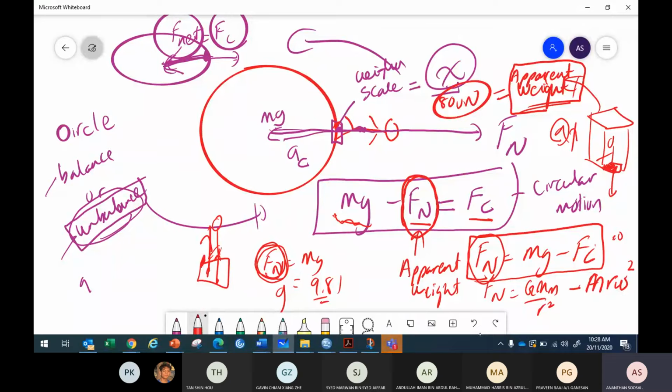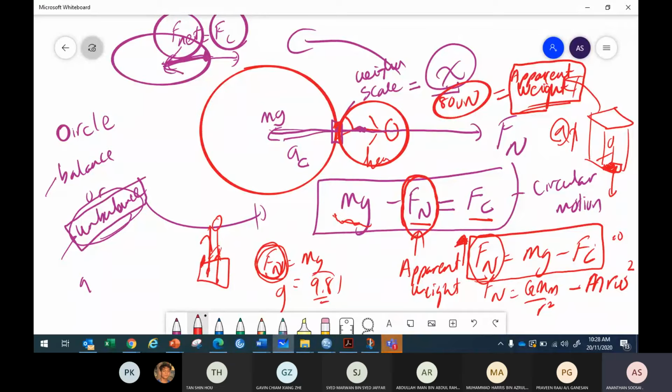Guys, I need your response. When Fc becomes 0, what happens to Fn? Increase or decrease? Increase. So Fn increases. Fn increases means what do you think? You get heavier. So your reading on the weighing scale increases.